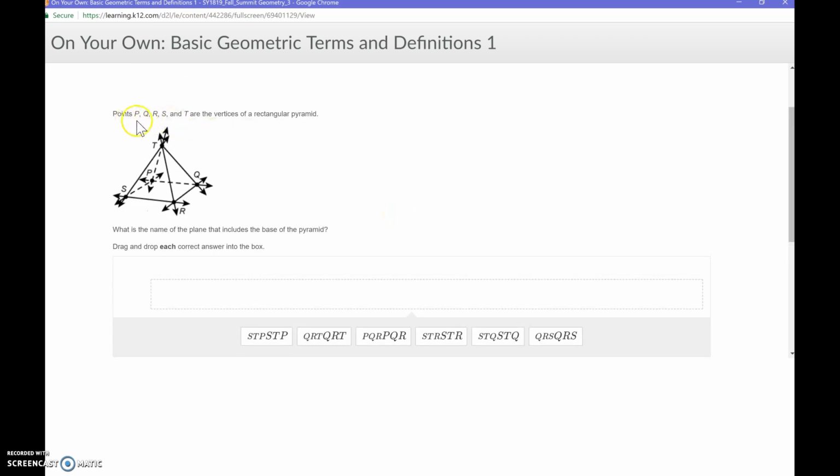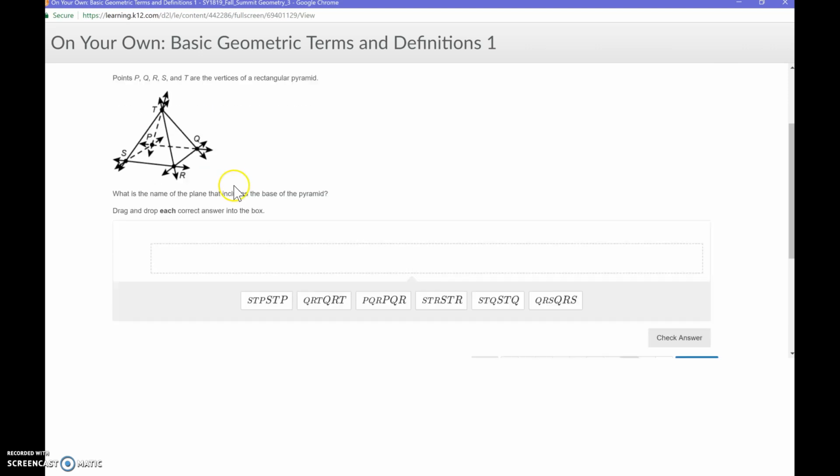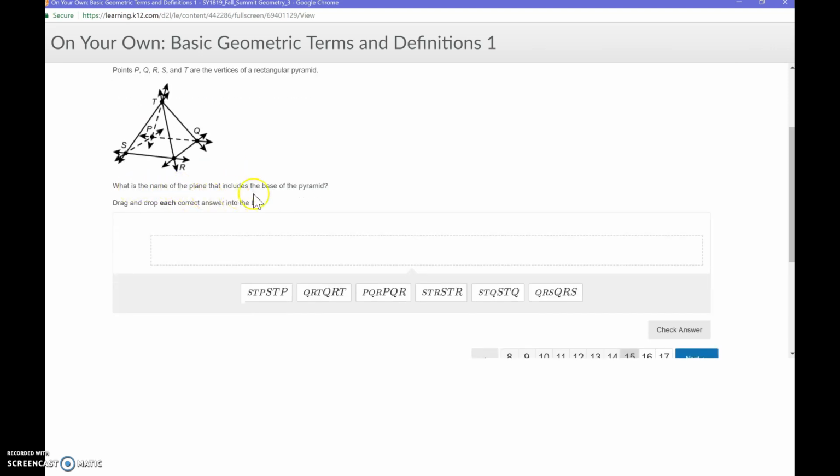All right. Points P, Q, R, S, and T are vertices of the rectangular pyramid. What is the name of the plane that includes the base of the pyramid? The plane that includes the base of the pyramid has 4 points: S, P, Q, and R. So the name has to include only points that are on this plane. So Q, R, and T, there's no T here, so that can't be it.